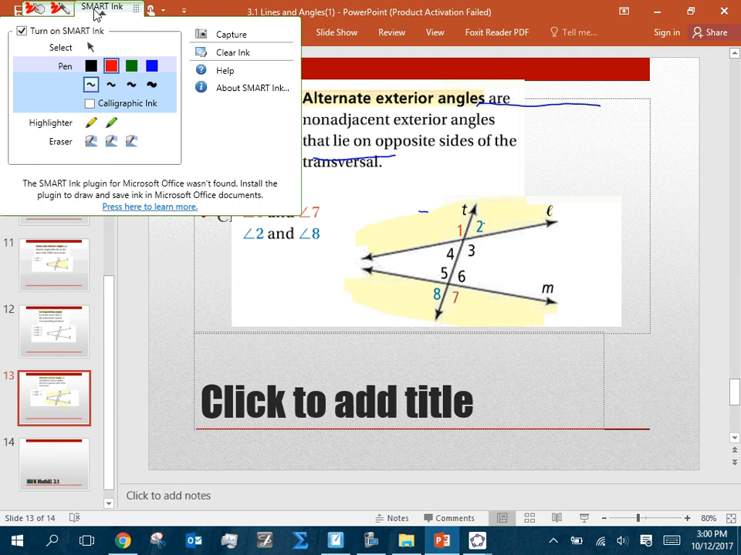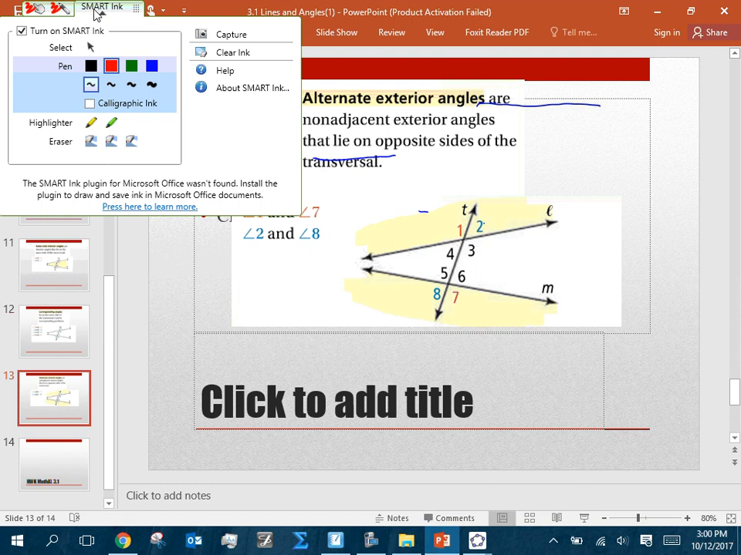Not adjacent, because they have to share a vertex to be adjacent. They don't share a vertex. What side are they on in regards to the transversal? They're both on the same side. Okay? So 3 and 6 are referred to as same side interior angles.